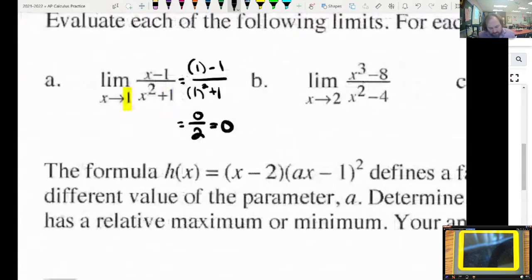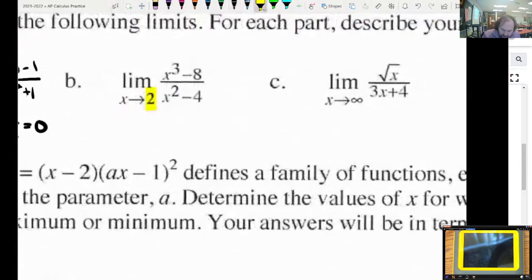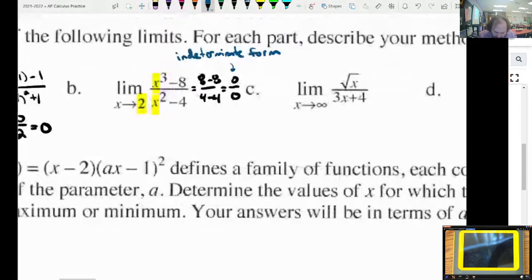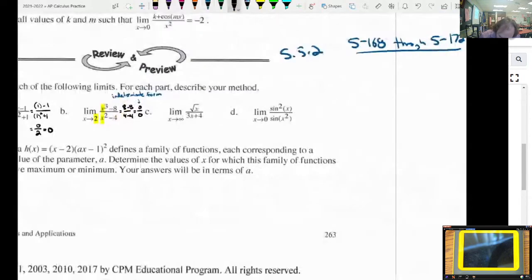With B, though, if you start plugging in 2 into this equation, you'll realize right away, if you plug in 2 to the third power and 2 squared, that's going to give you 8 minus 8 and 4 minus 4, which is 0 over 0, which gives us the indeterminate form that we will talk about in class today. And the indeterminate form is what says that now we have to use some sort of procedure here. Now, because we have this, there's actually a couple different ways to do this limit. Limit as x approaches 2 of x to the third minus 8 over x squared minus 4.